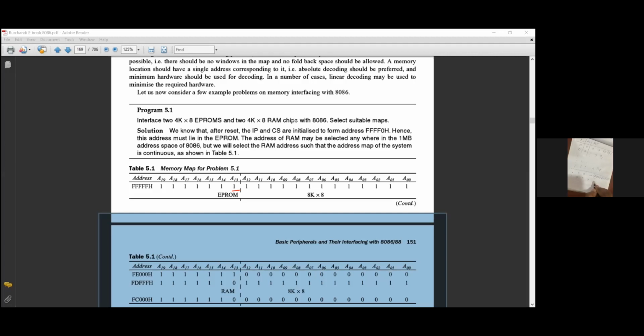Next, 1, 0, 1 means 5. You can see, sir, there is a table with BHE bar and A0. Just see, sir, I already explained to you. 0, 0 means both the banks. That's why I'm telling you, sir, 0, 0 is both the banks.